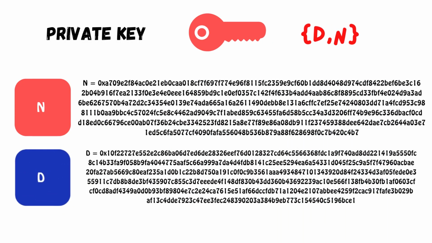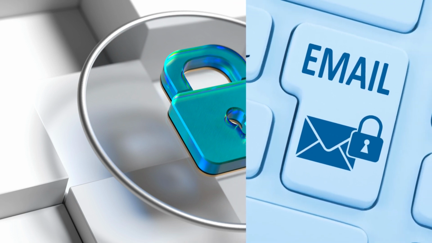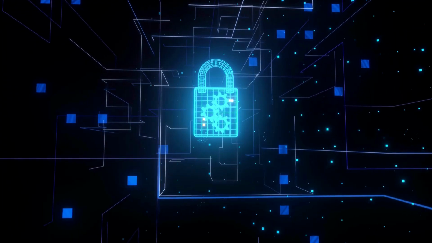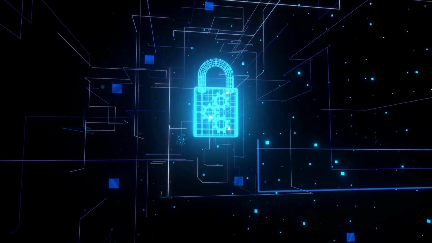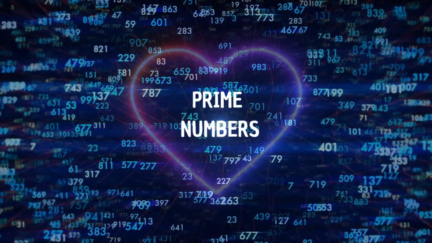Today, RSA is everywhere, from online banking to the emails you send. RSA is the silent guardian ensuring data transmission remains confidential and secure. And the heart of this encryption marvel? The unique properties of prime numbers.